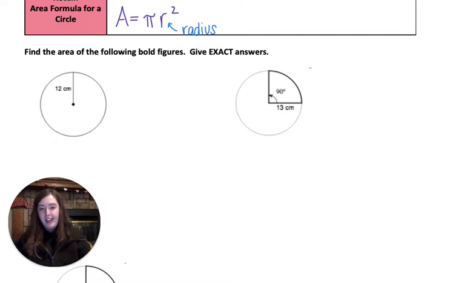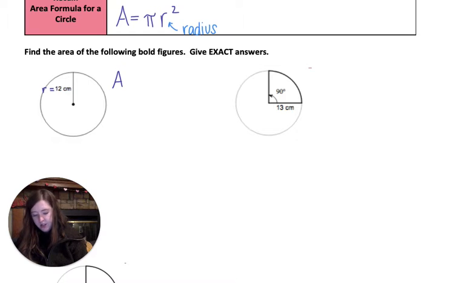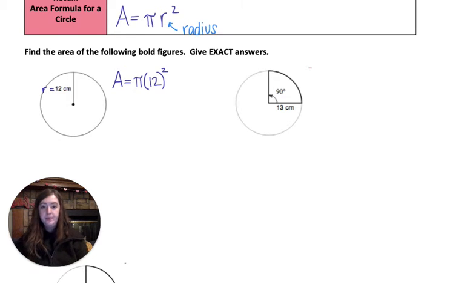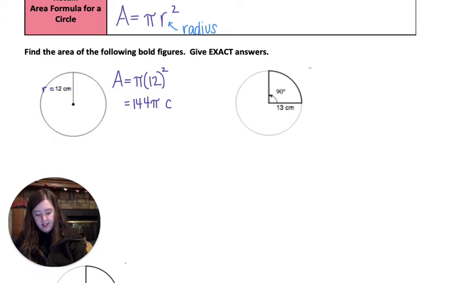They're actually meaning the entire circle. I know nothing really looks bold there. But right here, 12, that's our radius. So to find the area of this circle, we're going to take pi times our radius, which is 12, squared. So 12 squared is 144. And remember, the pi just comes along for the ride. And then we're in area, so that's centimeters squared for the units.